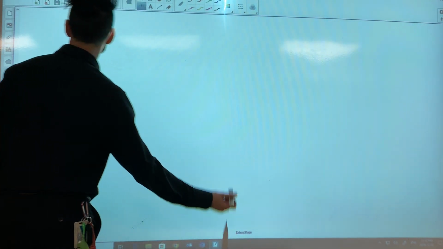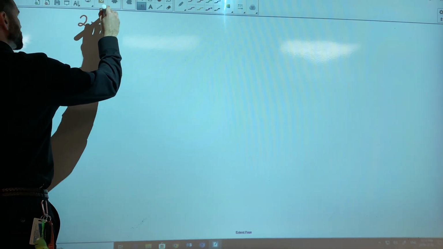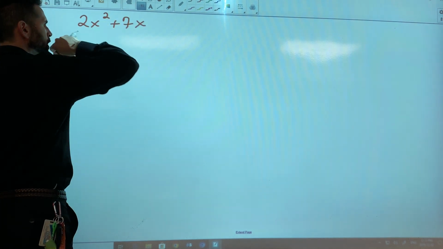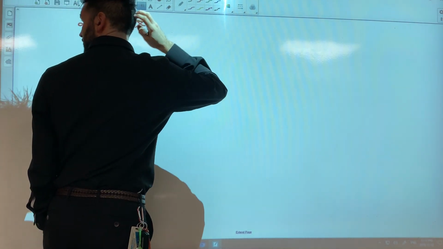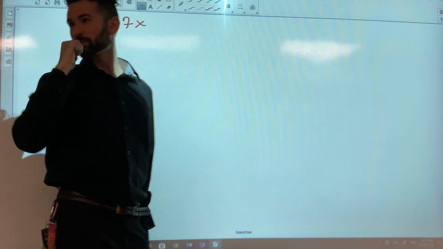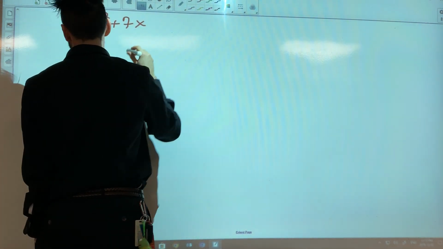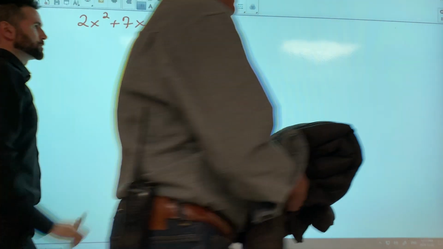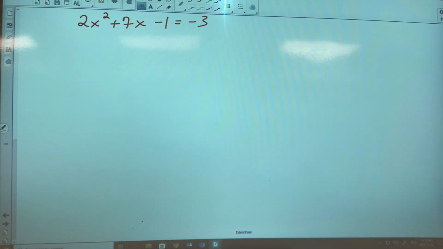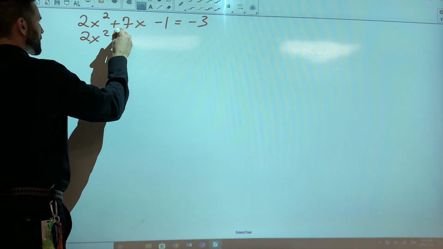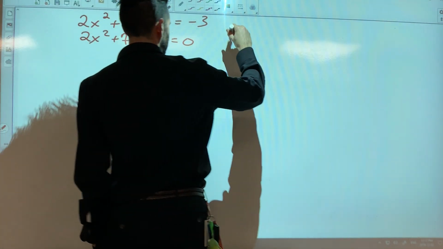So let's just do it down here. Is it 2x squared plus 7x, what was it, -3, plus 3? Anyone? Hello? What was the equation again? 2x squared plus 7x minus 1 equals 3. But now we're doing the negative side, so we'll do -3, right? Okay, so we'll add 3 to both sides.